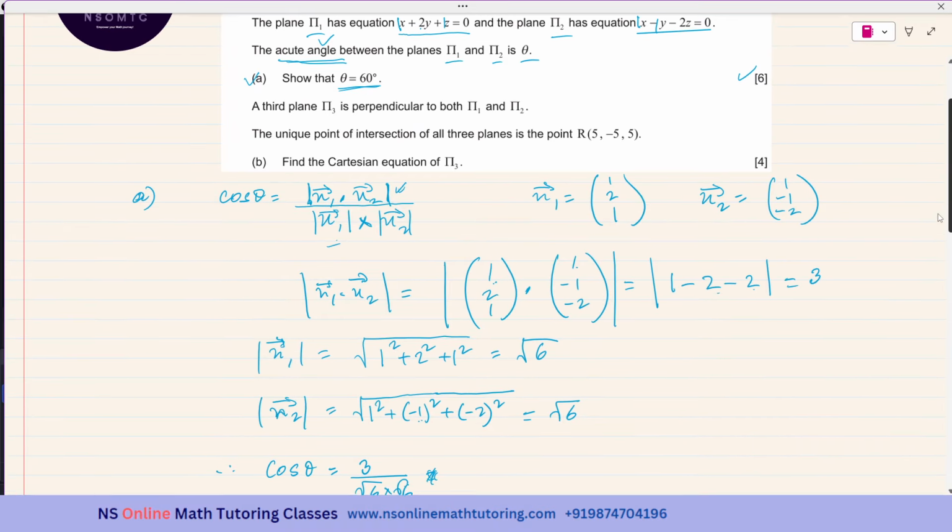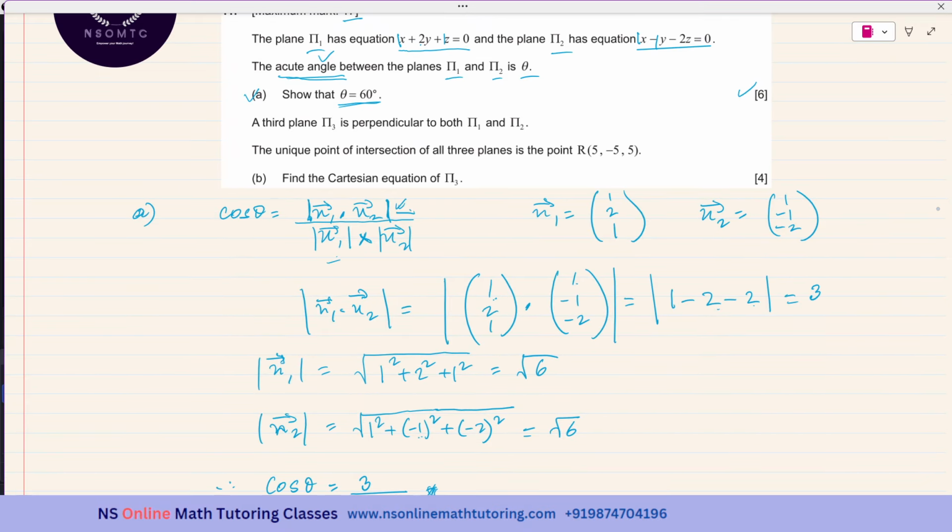I may write this around the absolute value. You can give the reason for taking the absolute value: because theta is an acute angle. Show that theta equals 60 degrees.